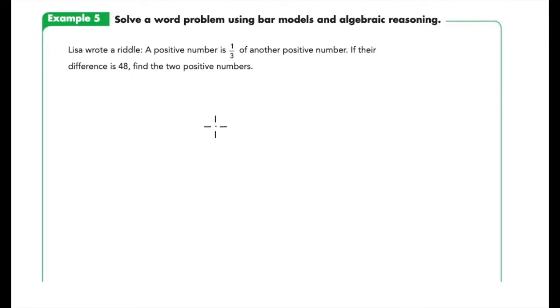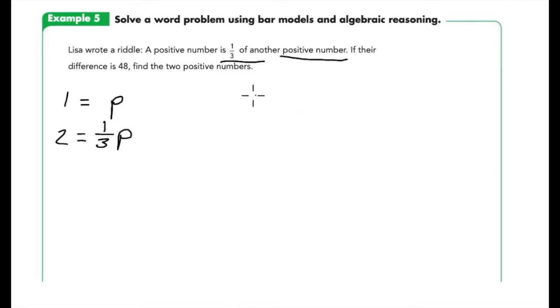I'm going to start with algebraic reasoning. So here's what I know. I know we have two numbers, and I'm just going to list them as my first and my second numbers. I know that the positive number is 1/3 of another positive number, but I don't know what this positive number is. So I'm just going to give it a variable, p for positive. And I know that the other number is 1/3 of that positive number.